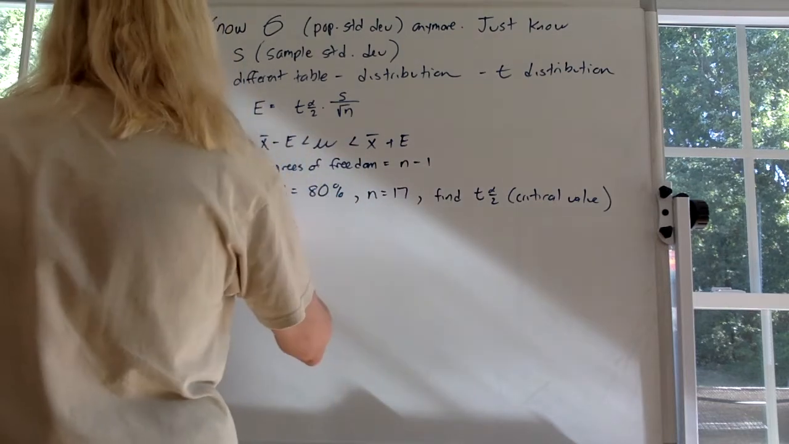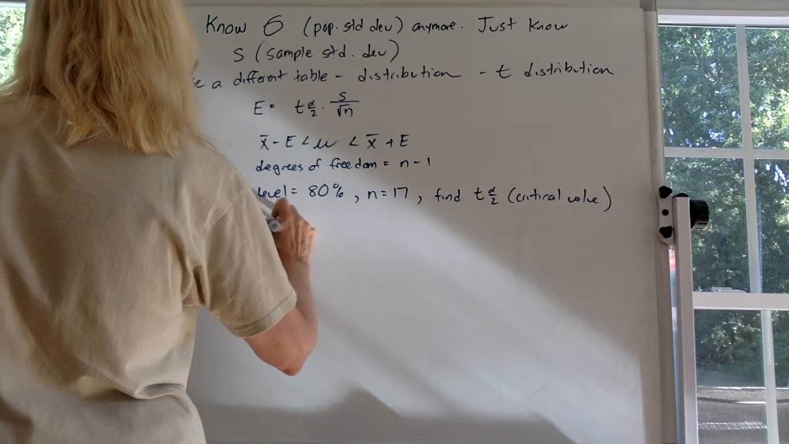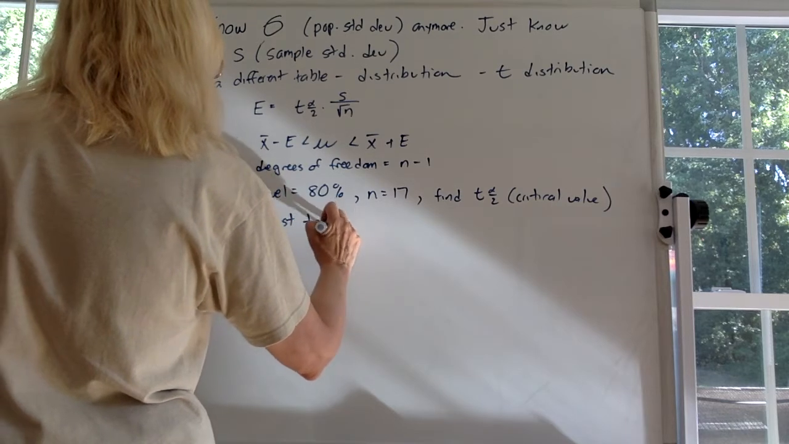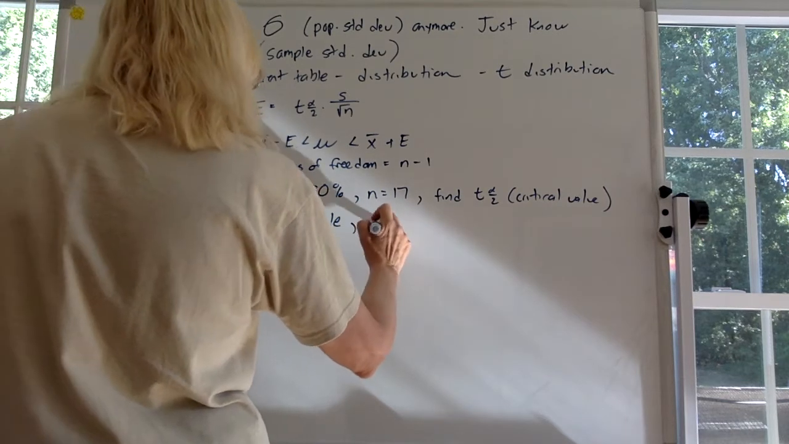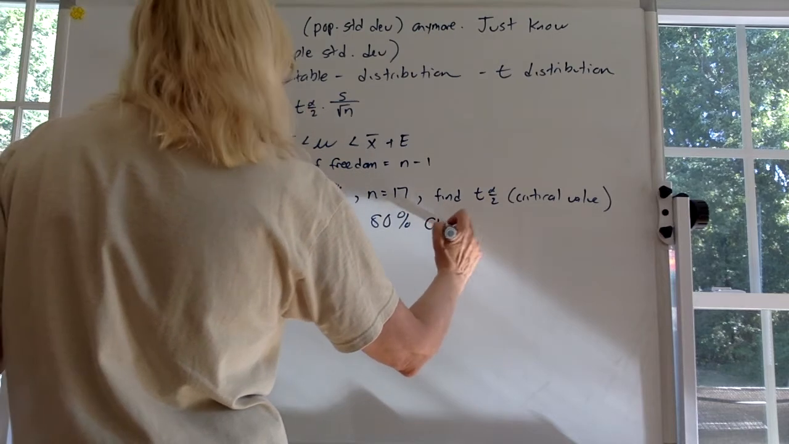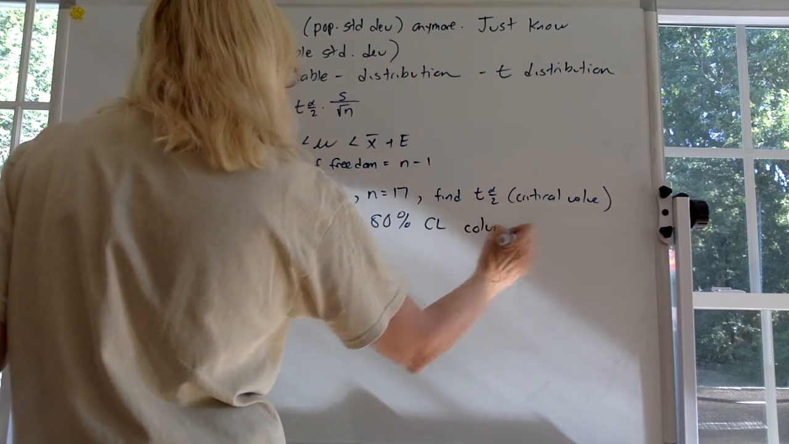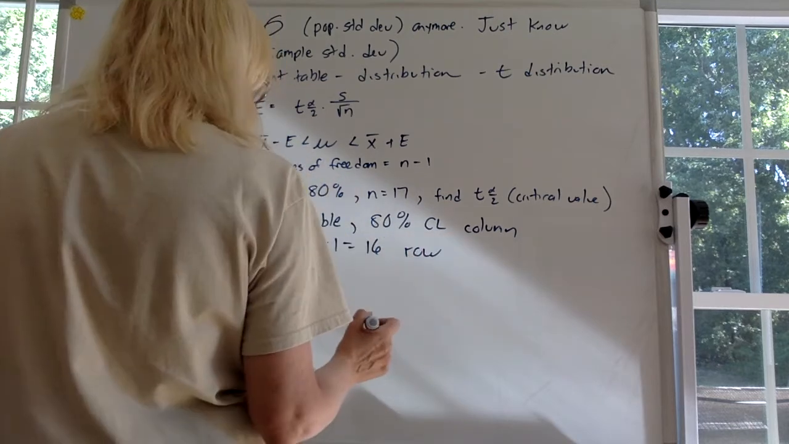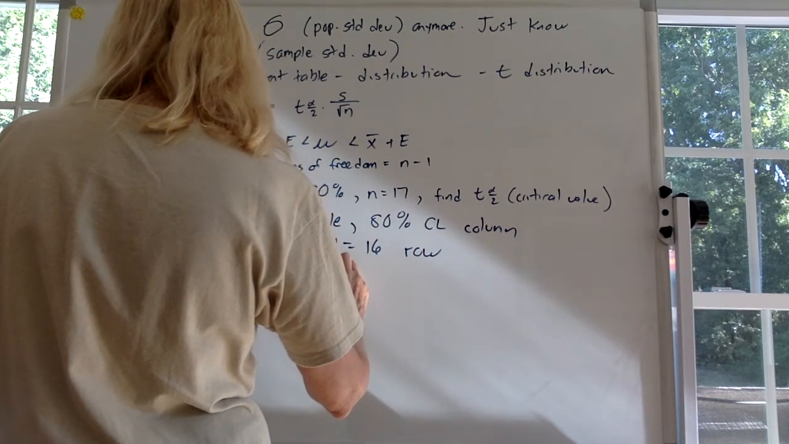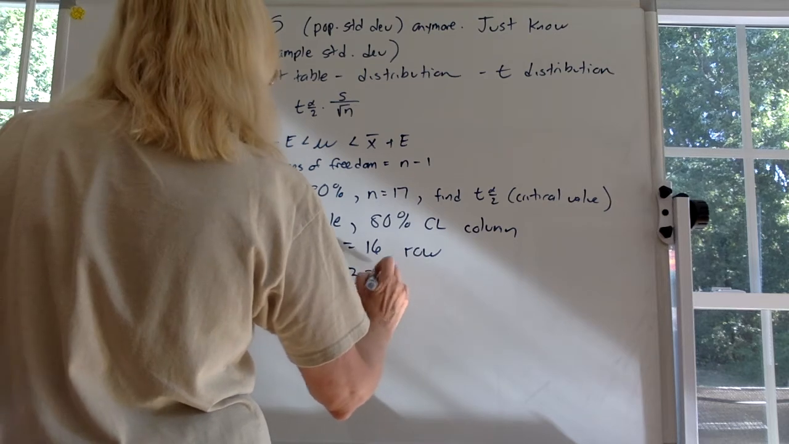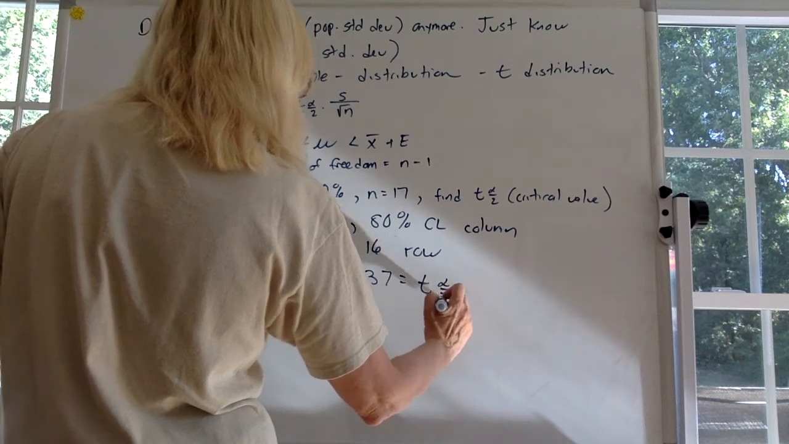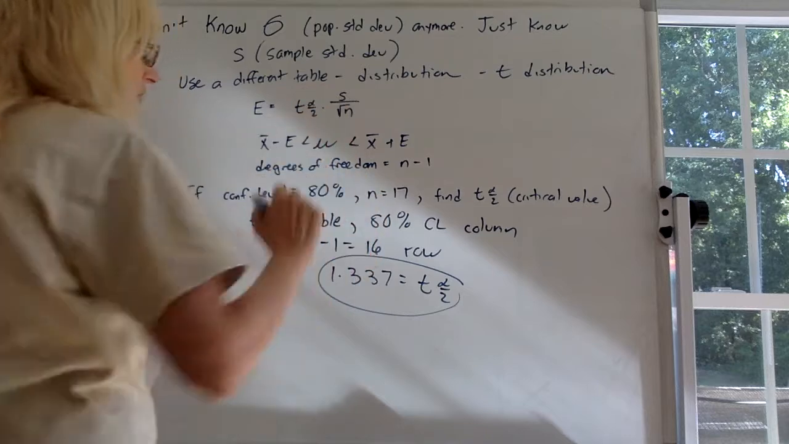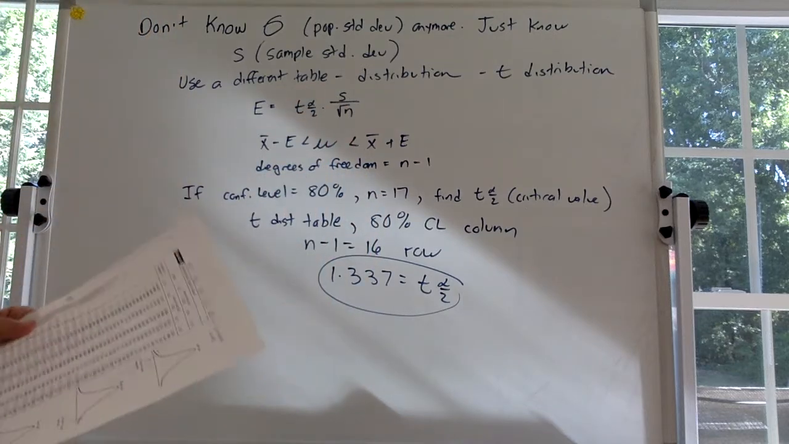So you go to the t-distribution table, the 80% confidence level column, the n minus 1 equals 16 row, and you end up getting 1.337. That's equal to your t alpha over 2. So that's what you would use in calculations. So that's how you use this table.